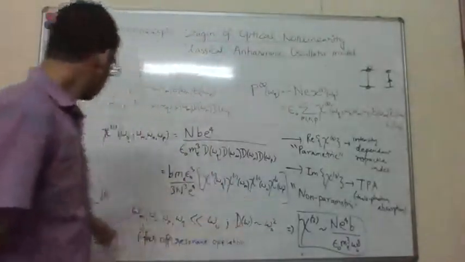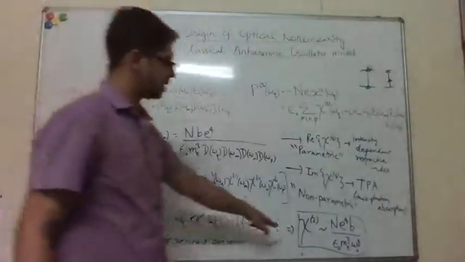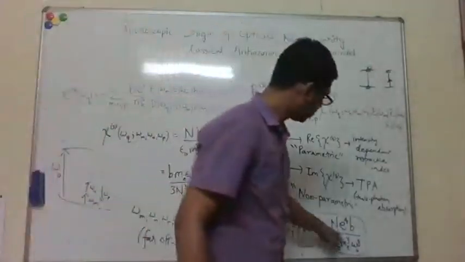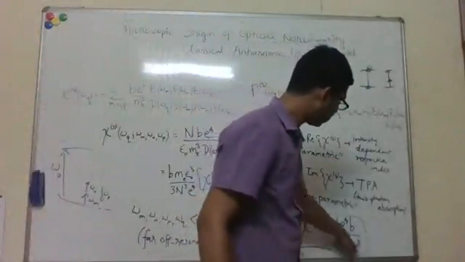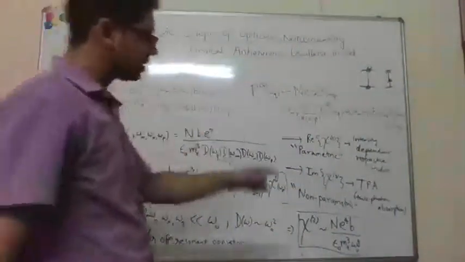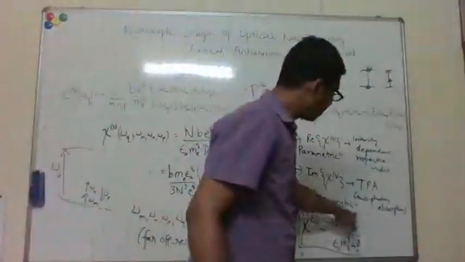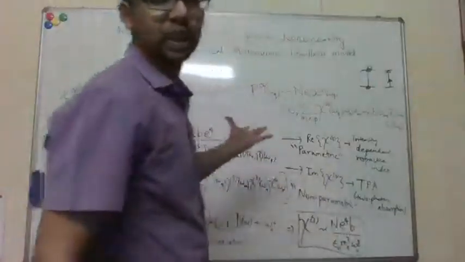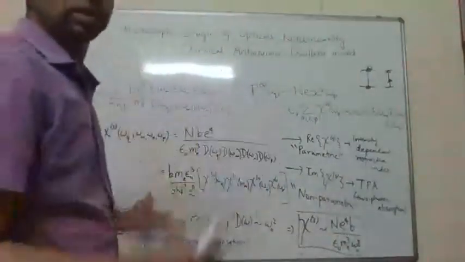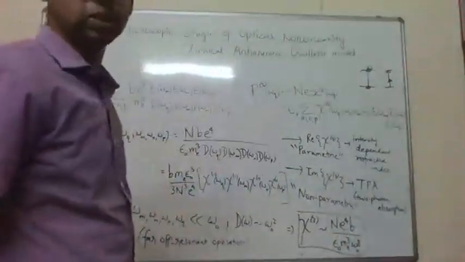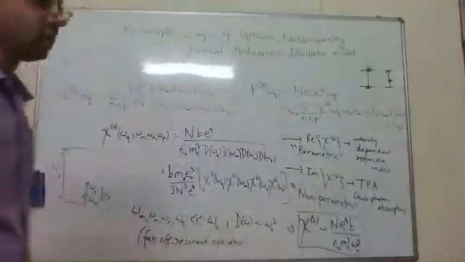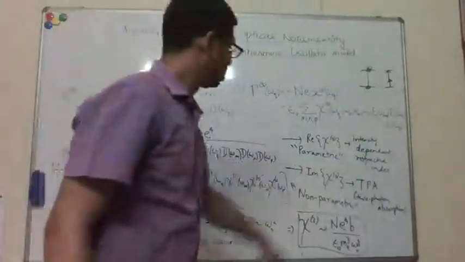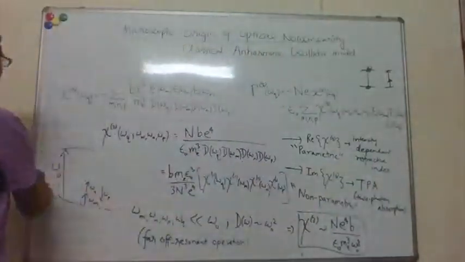Right. So in the far off resonant operation, right? Chi3 is just a number. It depends on just constants, right? Atomic density, epsilon naught, mass of electron, charge of electron, omega naught is the resonant frequency of the material, and this factor B, which was basically how anharmonic the potential was, right? So that is giving you some strength of the nonlinearity. So we can also try to estimate B.